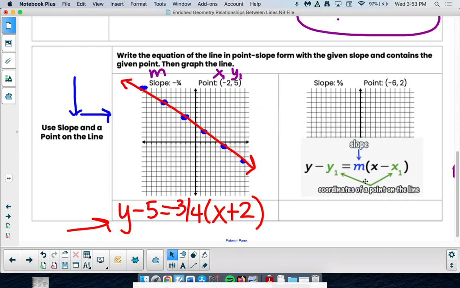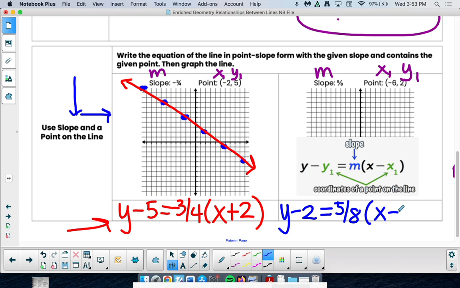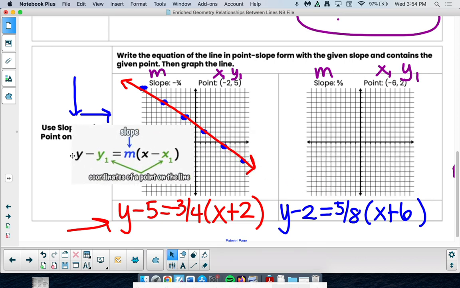Put this right here so we can see it. Again, my slope is m. Each ordered pair gets an x1, y1. Now we simply plug in. So I'm going to have y minus our y coordinate, which is 2, equals our m, which is 5/8, parentheses x minus our x coordinate, which is -6. So minus really becomes a plus. And there we go. I think that's not too bad. You guys can plug in just fine.